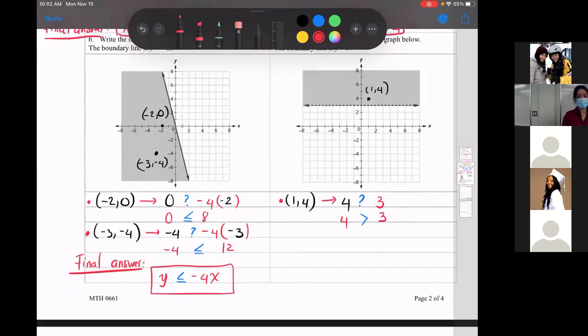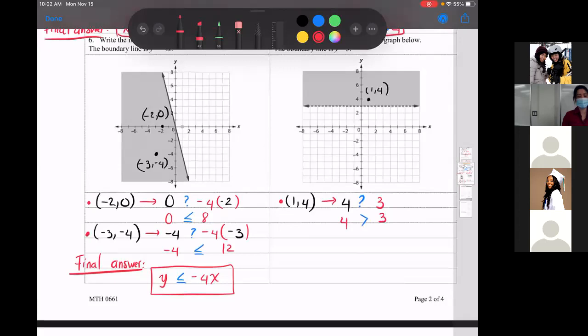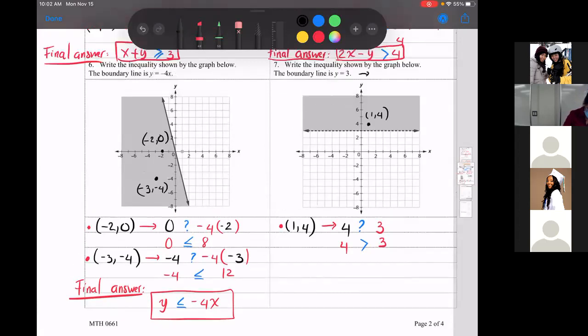People are asking me, Mimi, where do I plug the 1? You can plug that in if you want. This equation actually is going to be y equals 0x plus 3, right? You can plug in 1 for x and it's still going to be 0.